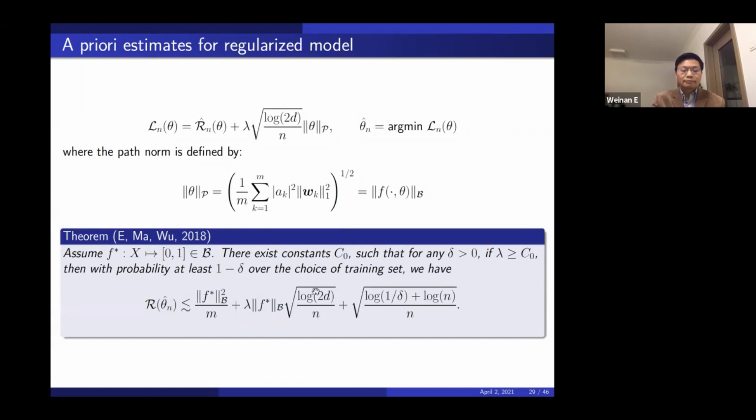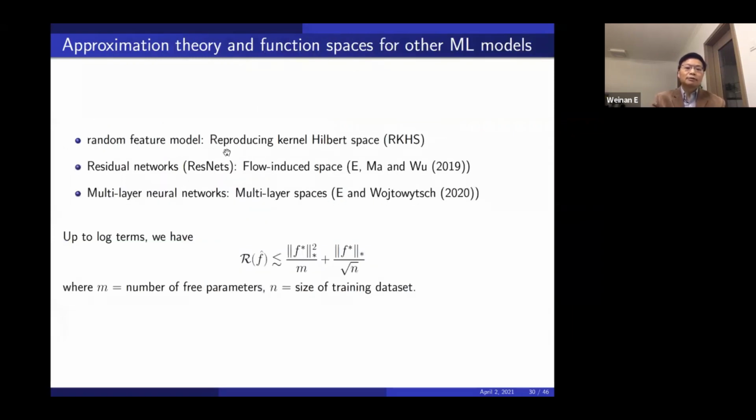So this result shows that, in the hypothesis space of two-layer neural networks, as long as the target function is in Barron space, one can approximate that function very well with Monte Carlo kind of convergence rates by two-layer neural networks. Now, similar results can be proved for the random feature model. This is a linear model, and the corresponding function space is the classical reproducing kernel Hilbert space.